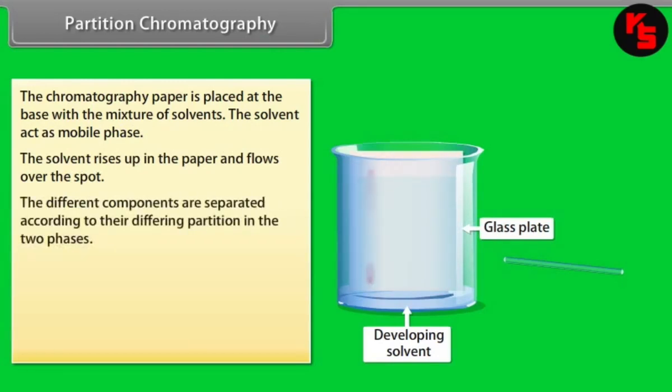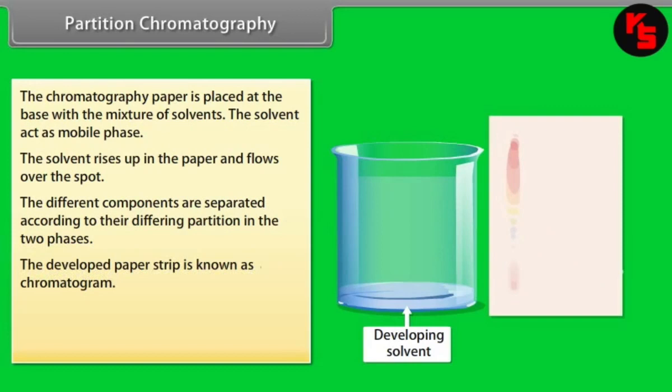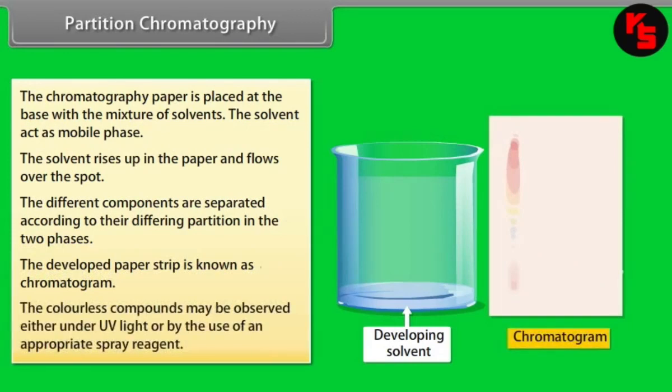The different components are separated according to their differing partition in the two phases. The developed paper strip is known as a chromatogram. The colorless compounds may be observed either under UV light or by the use of an appropriate spray reagent.